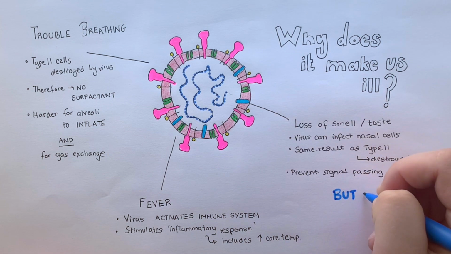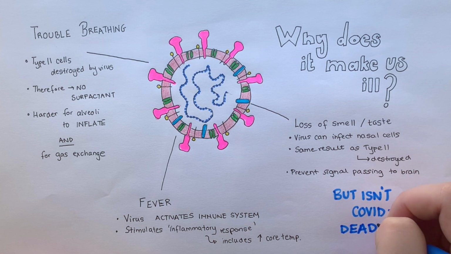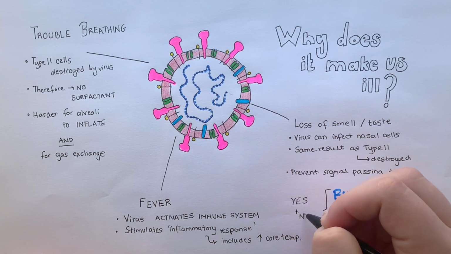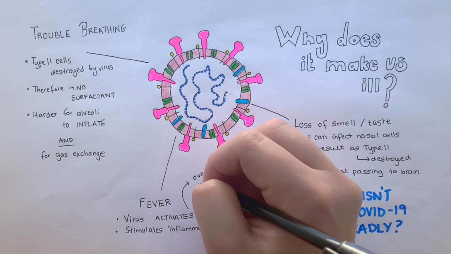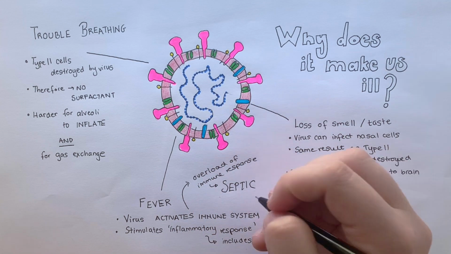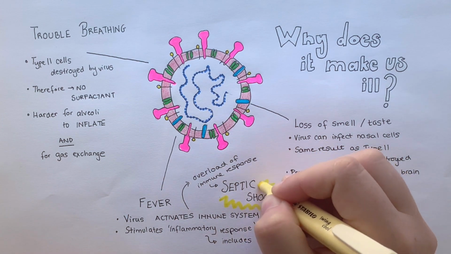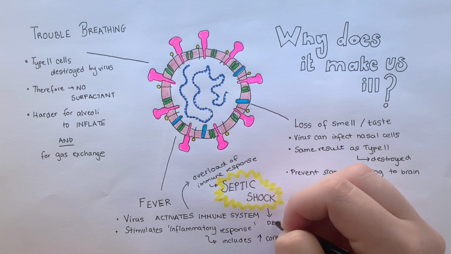But we know that it's deadly. We know that COVID-19 is deadly and people have been dying from it. So yes and no, it is deadly. Deadly in the sense of, for some people they will survive it, they'll have minimal symptoms, but for others it can cause an overload of an immune response. And this will lead to something called septic shock. You've probably heard of sepsis, and that can be really deadly. Again, I will talk about that in a different video if it interests you.